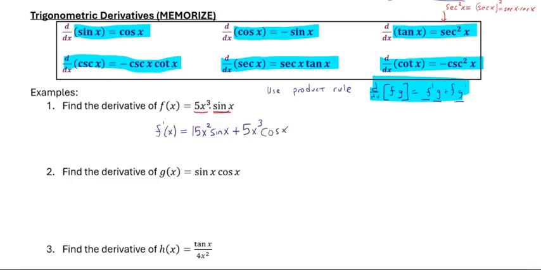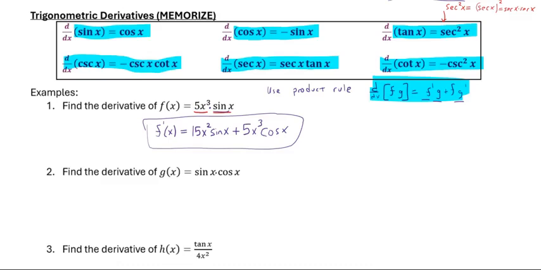And sometimes you would do more if you can combine like terms. If you were going to solve or something of that nature, you might factor. But in this case, I'm just going to leave it as is and feel pretty satisfied with that. That's my derivative function. Let's try number 2. g of x is sine x cosine x.